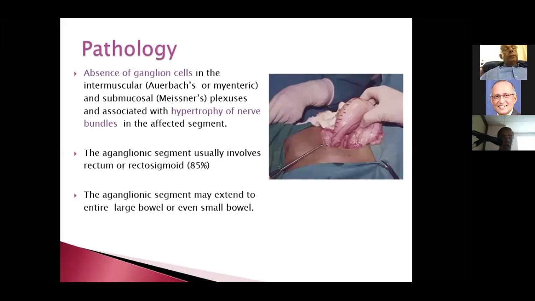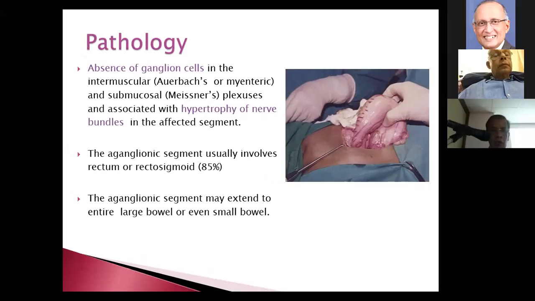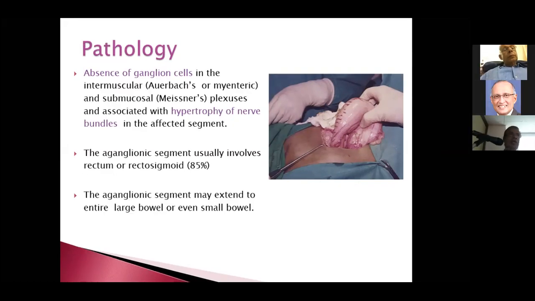The aganglionic segment usually involves the rectum and rectosigmoid. That's 85%, as I told you. The aganglionic segment may extend to the entire large bowel, or even to the small intestine, or even the entire GIT can be aganglionic, incompatible with life. I have seen such patients. The bowel will be foreshortened, the total length of the bowel will be very small, and the entire bowel will be abnormally innervated. That is called total GIT aganglionosis, incompatible with life.